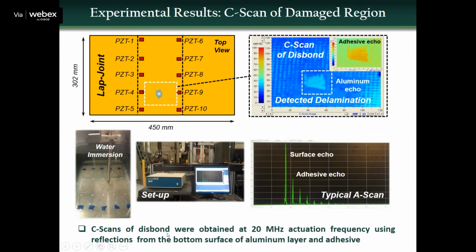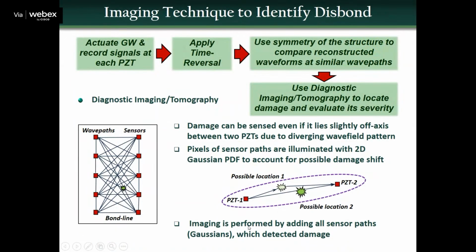The C-scan of this bond is obtained at a much higher frequency, 20 megahertz, using reflection from the bottom surface of the aluminum layer and adhesive. Then you can use this time reversal technique to identify the damage location. In the morning session, I'm sorry, actually we discussed it in the beginning of the afternoon session, we introduced one method called PDI that can also be applied here, right? This is the second signal inversion technique for us to do the data reconstruction.